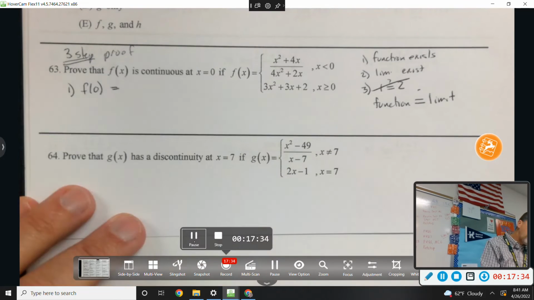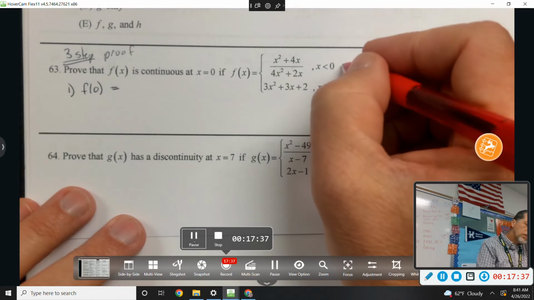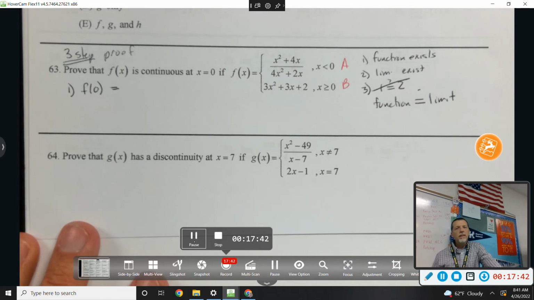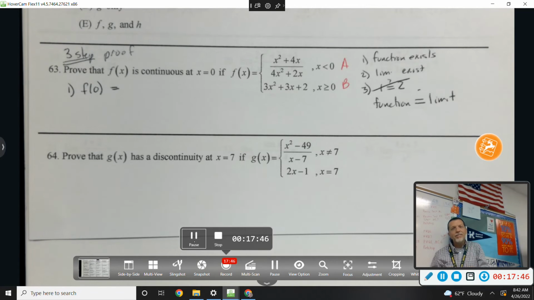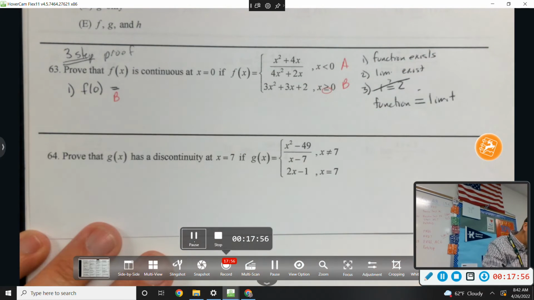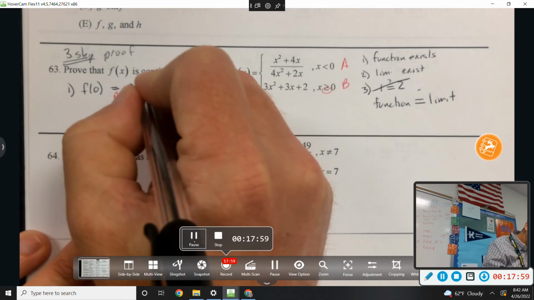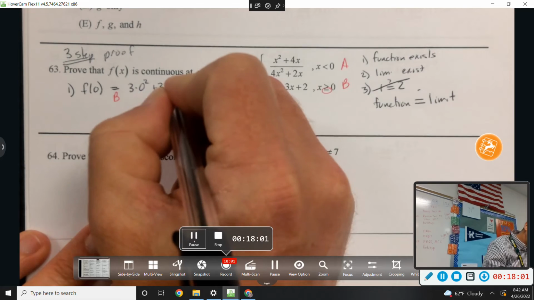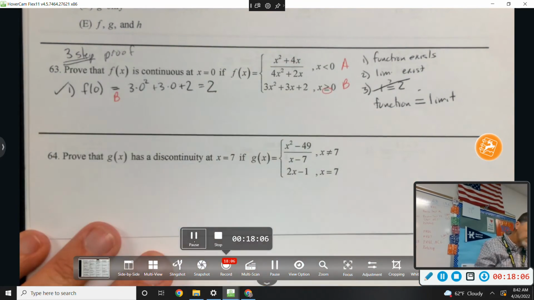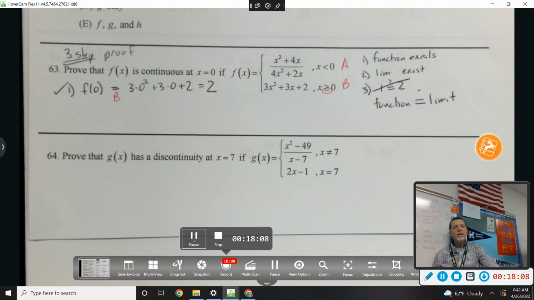So f of 0. If I want to evaluate this at 0, am I going to plug it in? I'm not worried about limits, I mean exactly at 0. Is it going into part A or part B? B, because of the equal sign at 0. So 3 times 0 squared plus 3 times 0 plus 2 equals 2. So there is a function at 0, it is equal to 2.